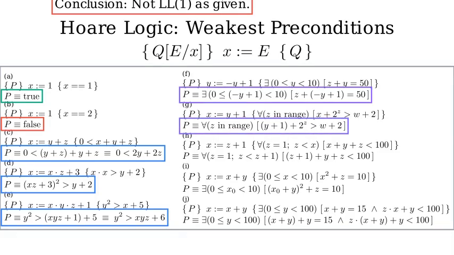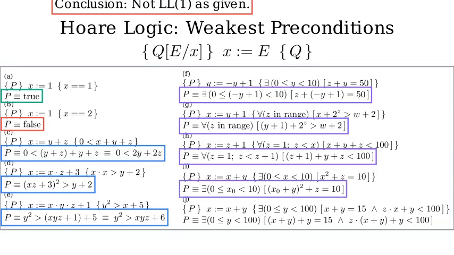G. After x becomes y plus 1, post is for all z in a given range, x plus 2 to the z is greater than w plus 2. Substitute x with y plus 1. H. After x becomes c plus 1, post is for all z from 1 to less than x, x plus y plus z less than 100. Substitute x with z plus 1, noting the bound uses the same z symbol. I. After x becomes x plus y, post is there exists x in 0 to 10, such that x squared plus c equals 10. Rename the old x to x naught to avoid capture, then substitute x naught plus y.